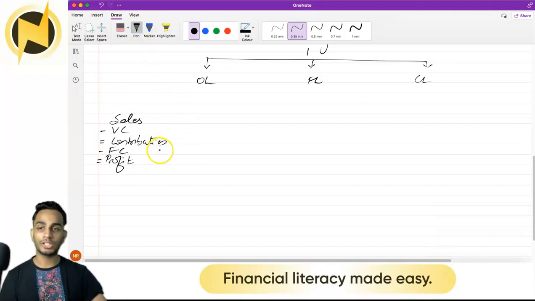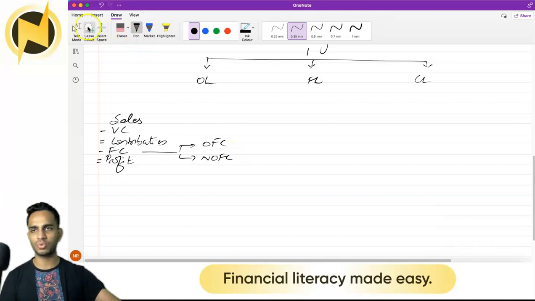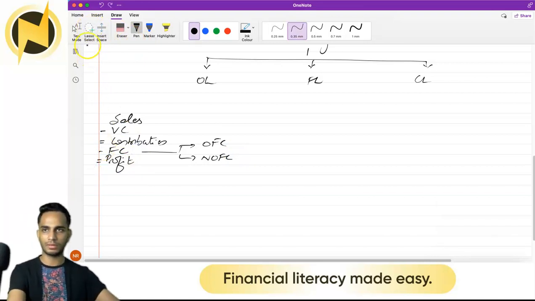Now I'm going to bring up a further split up. This fixed cost, I can further split into operating fixed cost and non-operating fixed cost. An example of an operating fixed cost is depreciation, because depreciation comes for assets that you buy for business, and assets are bought for operations. Non-operating fixed cost can be something like interest. You borrow money, you pay loan interest. Correct? So I'm going to restructure this whole formula once again.